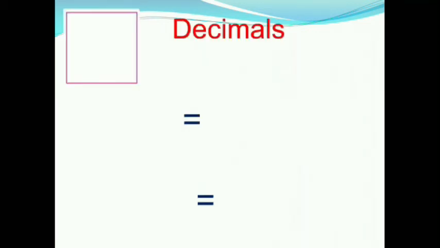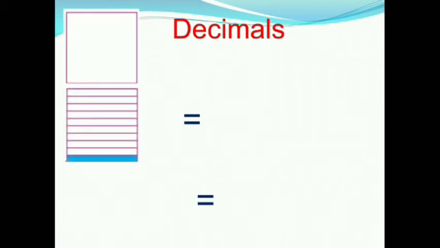Children, now we will learn about decimals. Here we have 1 square. Divide the square into 10 equal parts and color one part of it. This is written as 1 by 10 in fraction. This denotes 1 out of 10. This is written in another form as 0.1. This method of writing is called the decimal system. We read it as 0.1.